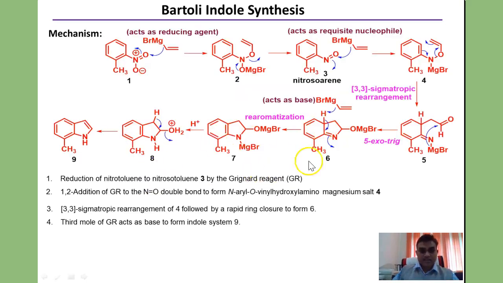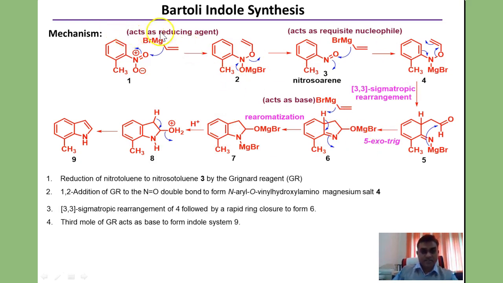Now the mechanism of this reaction is very interesting. Here 3 equivalents of vinyl magnesium bromide are required. One equivalent acts as a reducing agent which converts nitrobenzene to nitrosobenzene. Another molecule acts as a nucleophile which is utilized in the final indole framework. The third equivalent acts as a base which is useful in the rearomatization of the aromatic ring. So this is the reaction mechanism of the Bartoli synthesis.